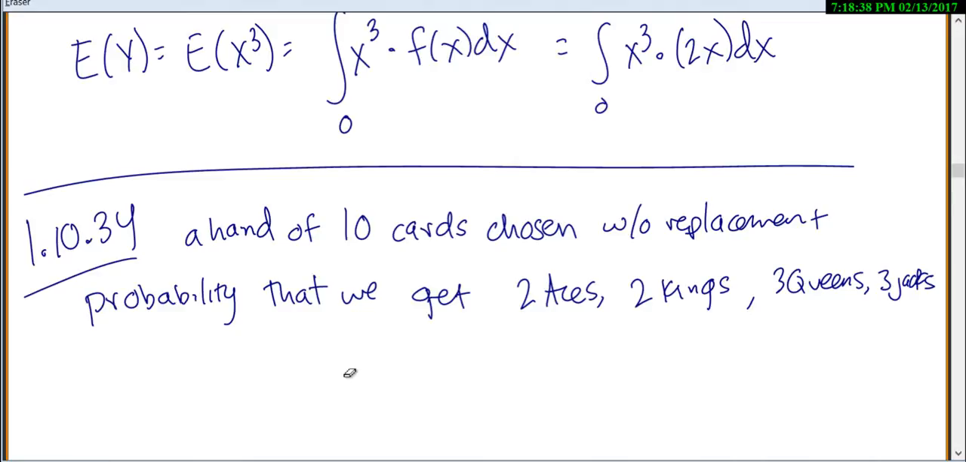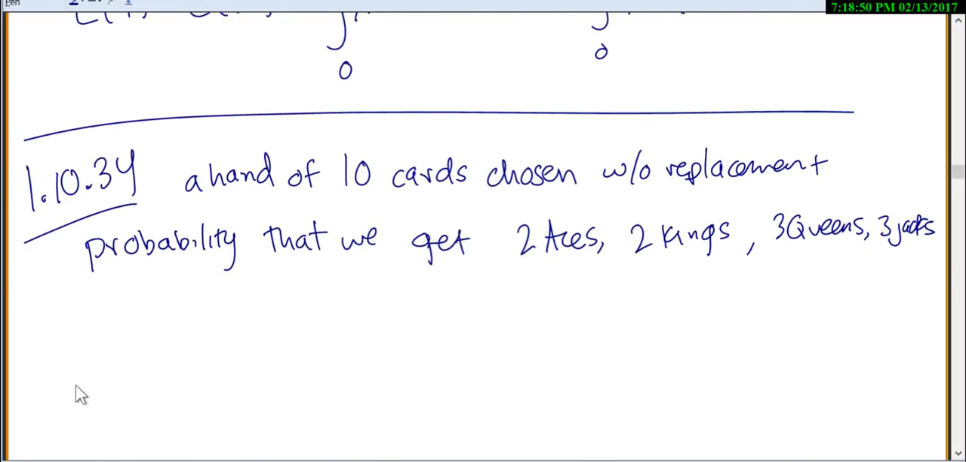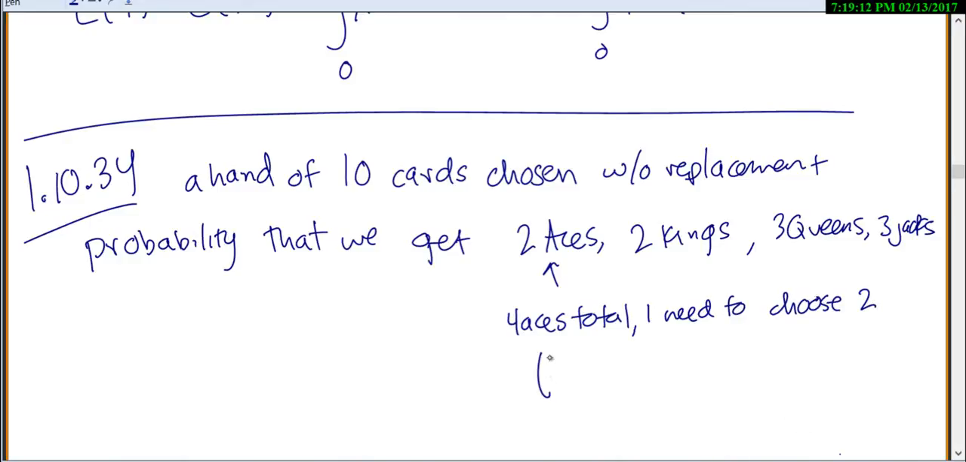There's usually a few different ways you can do all of your probability questions. I saw this one and I thought about combinations. Just the fact that I'm getting 2 aces and 2 kings and 3 queens and 3 jacks. So I started thinking about combinations and I said, okay, let's find this probability. I would have to get 2 aces. Okay. So for my 2 aces, there's 4 aces total. I need to choose 2 of them. So I would do 4 choose 2.